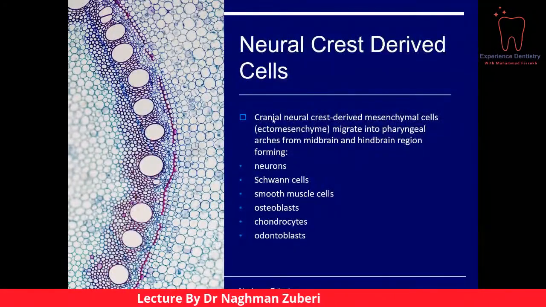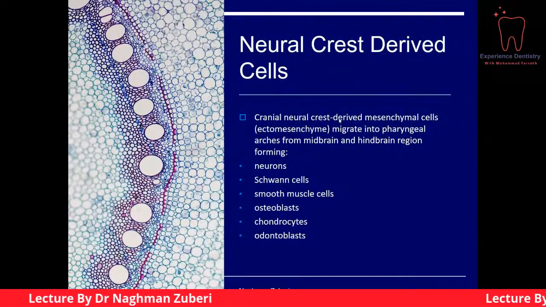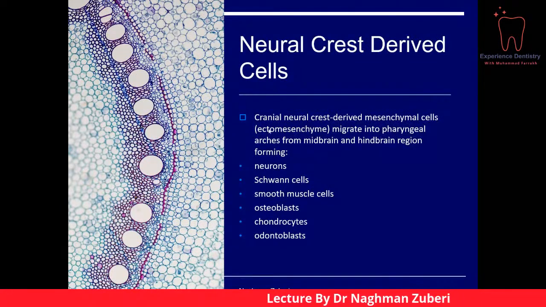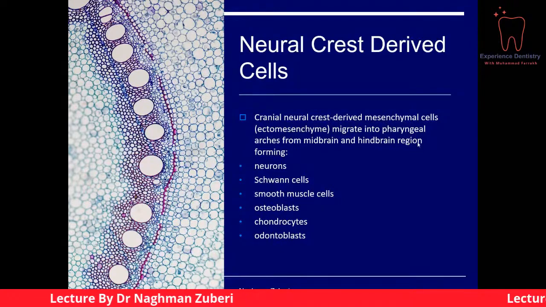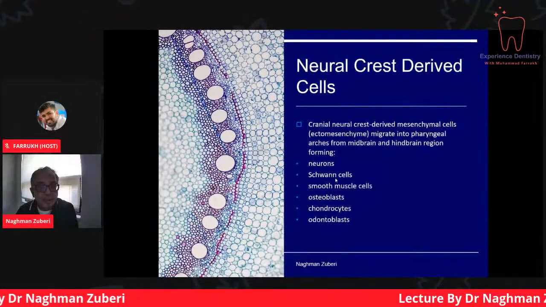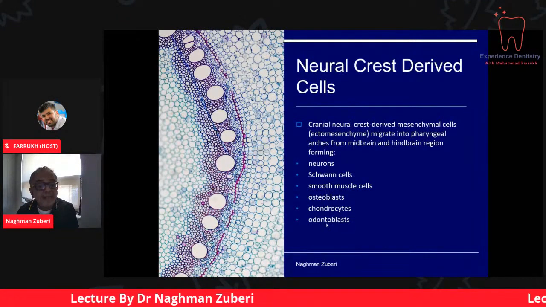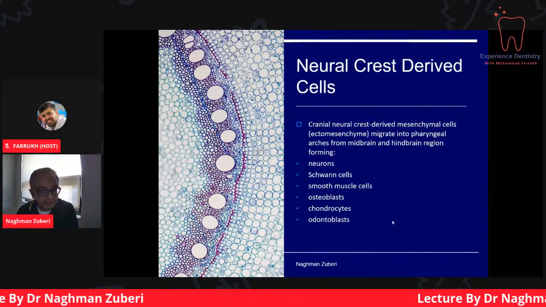Neural crest derivatives: the cranial neural crest derived mesenchymal cells, ectomesenchyme, migrate into the pharyngeal arches from the midbrain and hindbrain region. They form neurons, Schwann cells, smooth muscle cells, osteoblasts, chondrocytes, as well as odontoblasts.